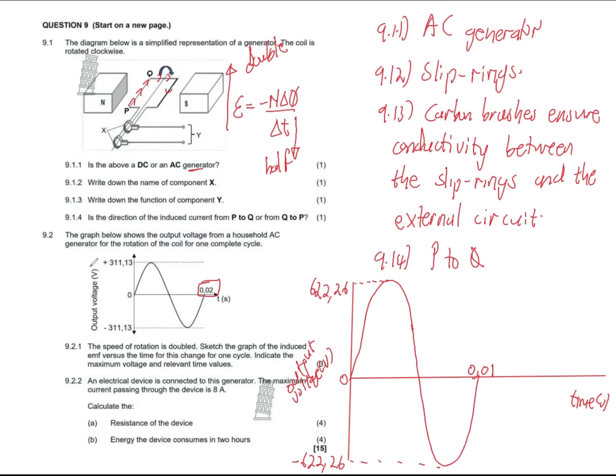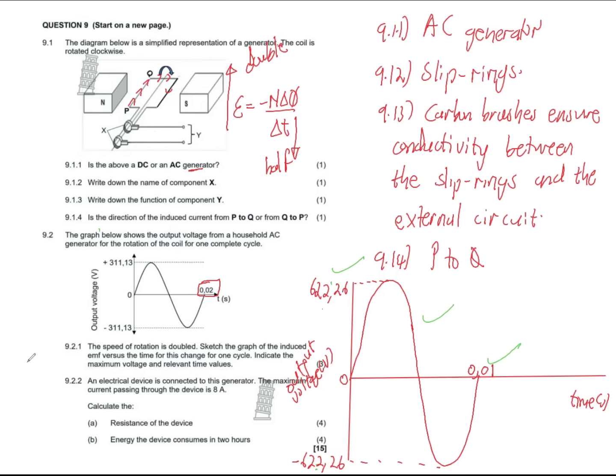So this is what they are going to check here. For that 3 marks, they are going to check whether you indicated the fact that here you have to have this 0.01, and then you have indicated your maximum values, and then also the graph is compressed with the same shape. Right. Okay, so that's what happens. The EMF doubles and the period halves.